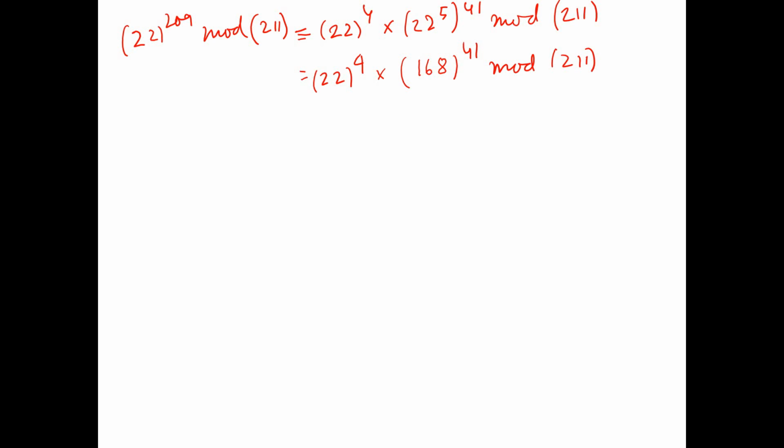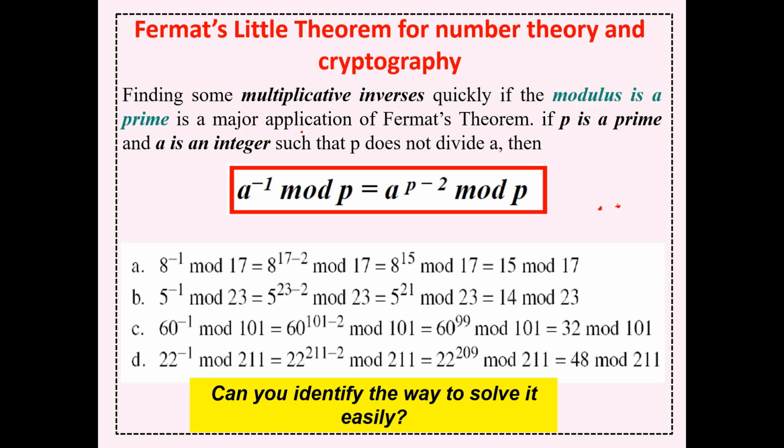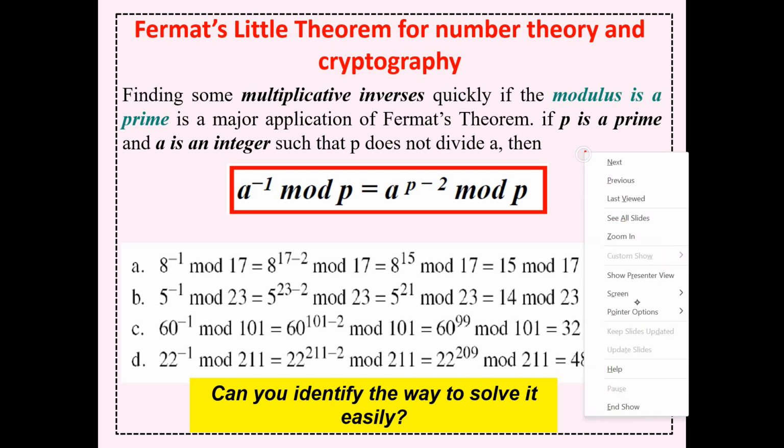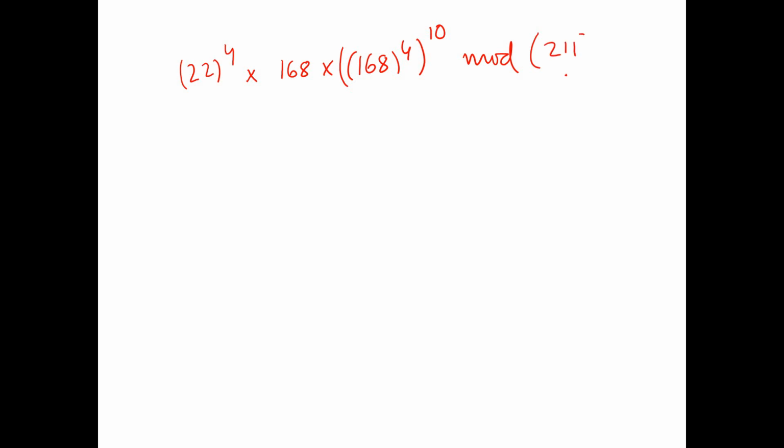So now 168 has the power 41. How can you divide that, how can you factorize so that this power becomes lesser? Any idea? 4 into 10 plus 1. So you can have one of the options as 22 to the power 4 multiplied by 168 into 168 to the power 4 to the power 10 mod 211.